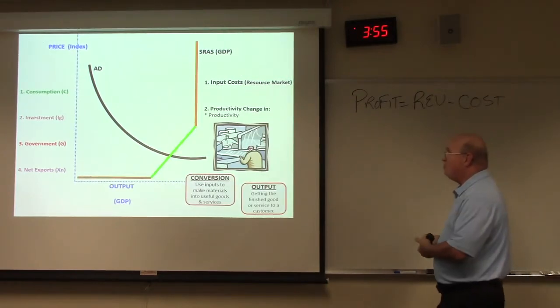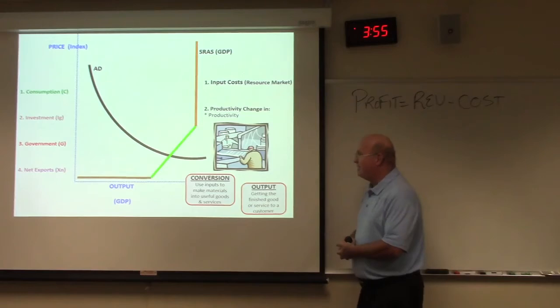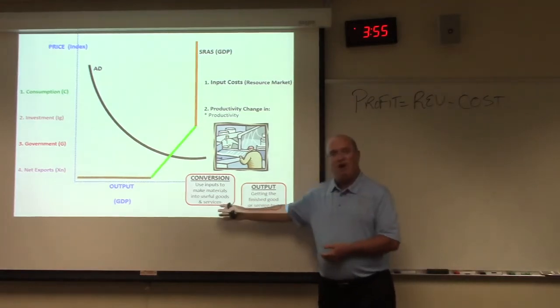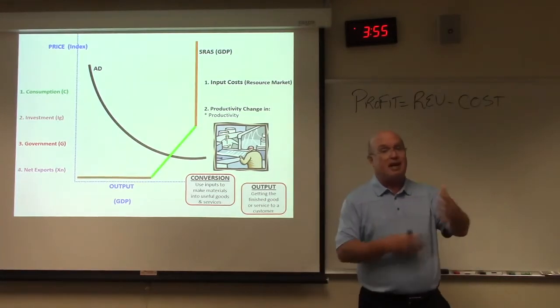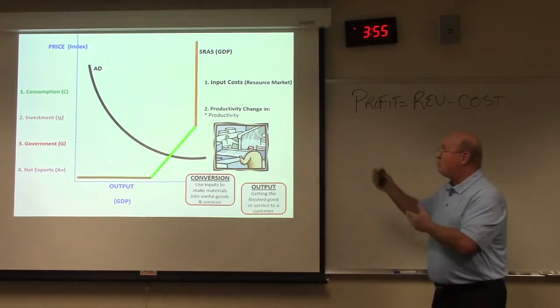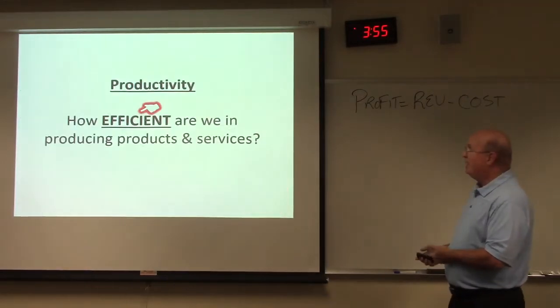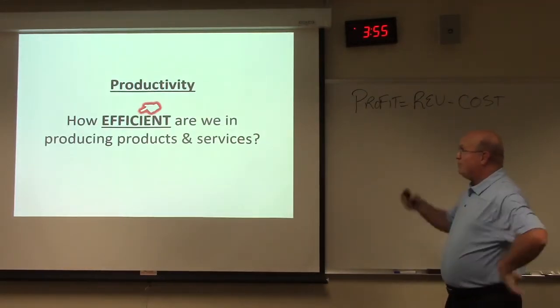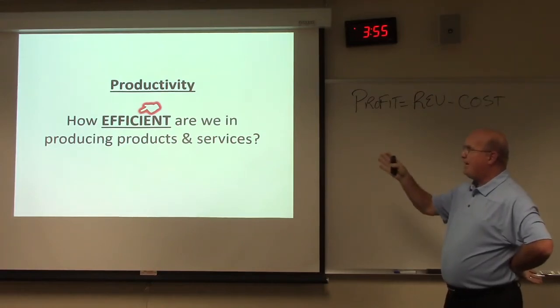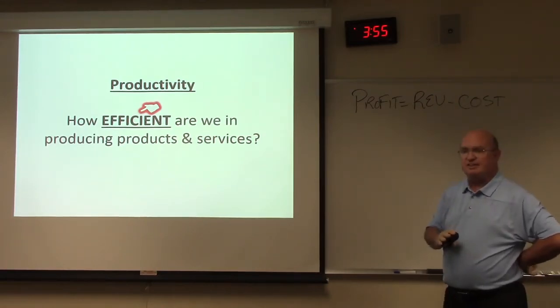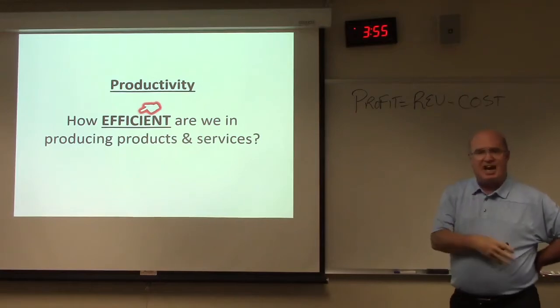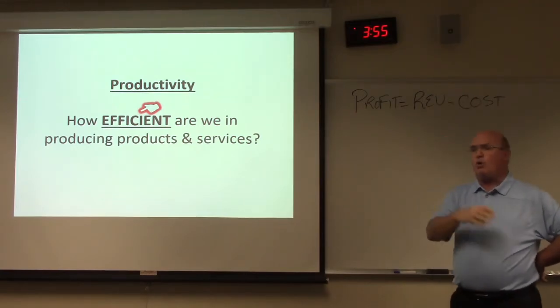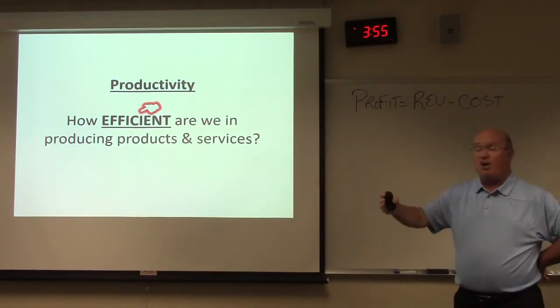Now the second part with businesses is changes in productivity. Remember the conversion part and the output part, doing it better, faster, and cheaper? That's where productivity change comes in. Now, productivity is looking at how efficient we are in producing goods and services. Are we inside the production possibilities curve, or are we close to being on it, or are we actually on it?